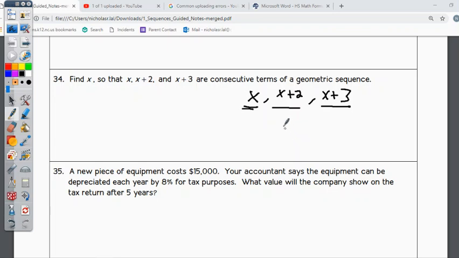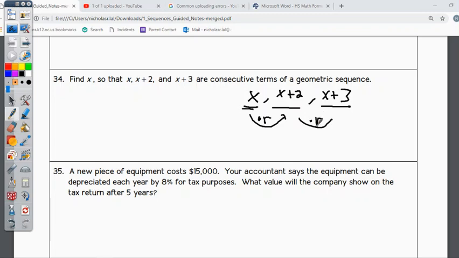Well, that's for arithmetic, because in a geometric sequence you're multiplying each term, right? But yeah, so you divide one term by the previous term. Because if you think about it, with a geometric sequence, to get to the next term, you have to multiply by r. So you have to multiply by r to get from x to x plus 2. And you have to multiply by r to get from x plus 2 to x plus 3.